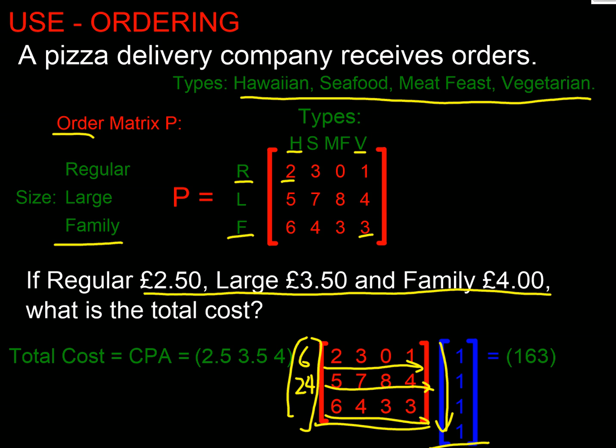And then I multiply the 6, 4, 3, 3 by the 1, 1, 1, 1. I get 16 family pizzas. And if I now multiply this horizontal line vector with that column vector there using matrix multiplication, so 2.5 times 6, 3.5 times 24, and 4 times 16, I'm going to end up with 163, which is £163 is what it cost me to make these pizzas. So again, that would be quite a long thing to do, or lots of bits of paper, but we can describe that using matrices just like that.